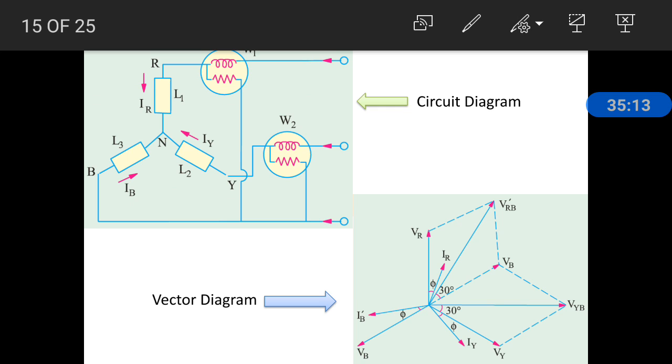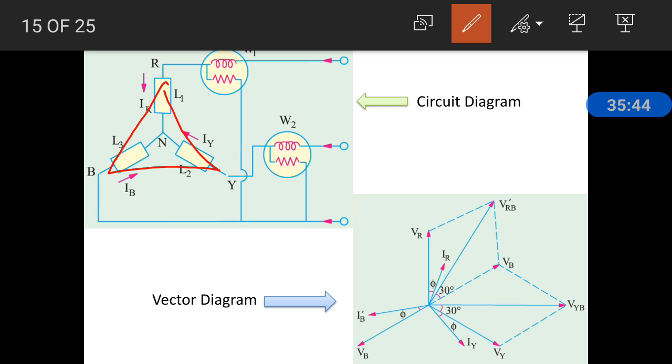For star it is the same connection, and for delta also the same connections, with no need for a neutral. So it is very easy to connect and very easy to calculate, and it works in both balanced and unbalanced conditions. So this method is very popular and widely used in three-phase power measurement.